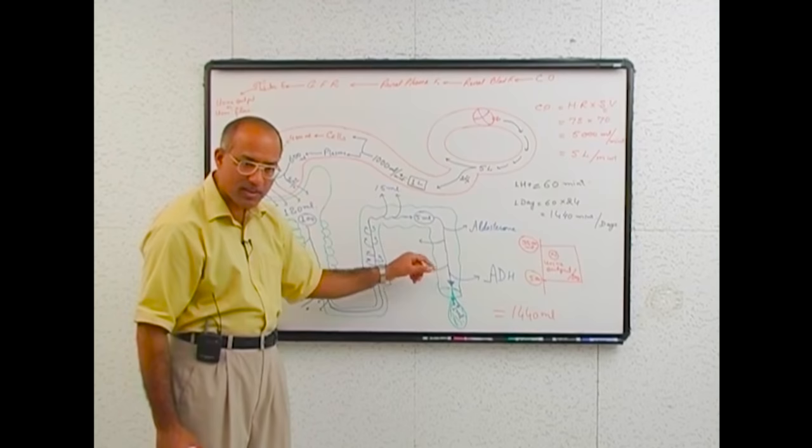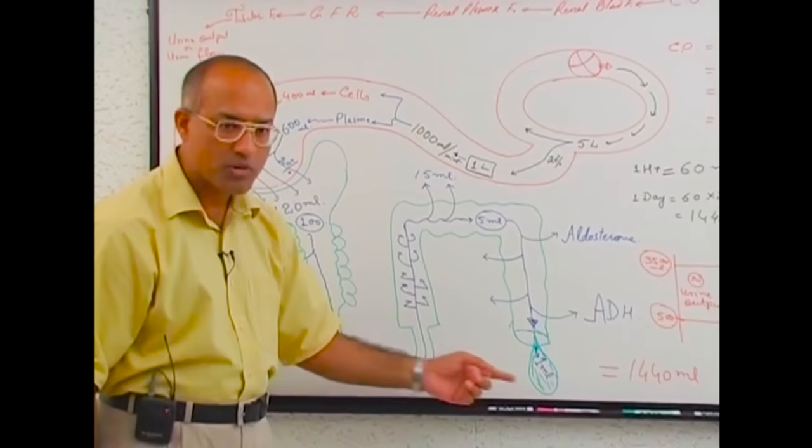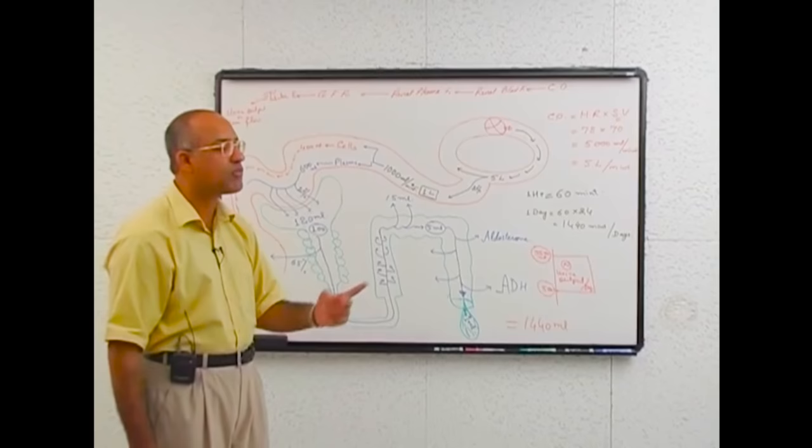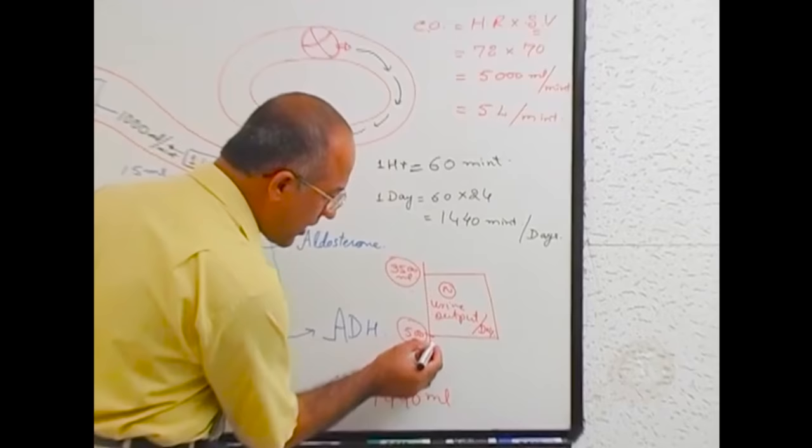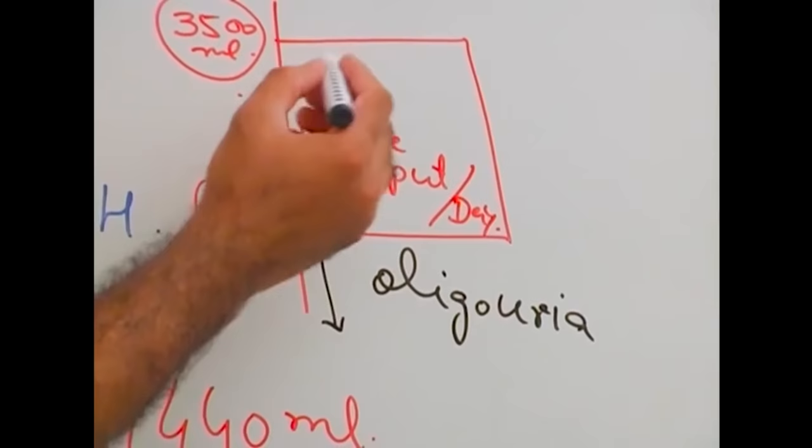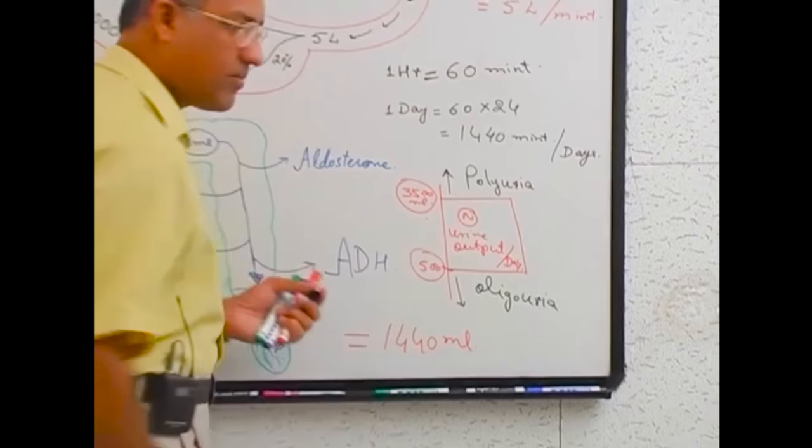The last part of the nephron is working on about 5 ml of the fluid to adjust what the urine output should be. But normally urine output should be maintained somewhere between 0.5 liter and 3.5 liter, right? If urine is less than 500 ml, we say there is oliguria. And if the urine is more than 3.5 liter, we say there is polyuria.